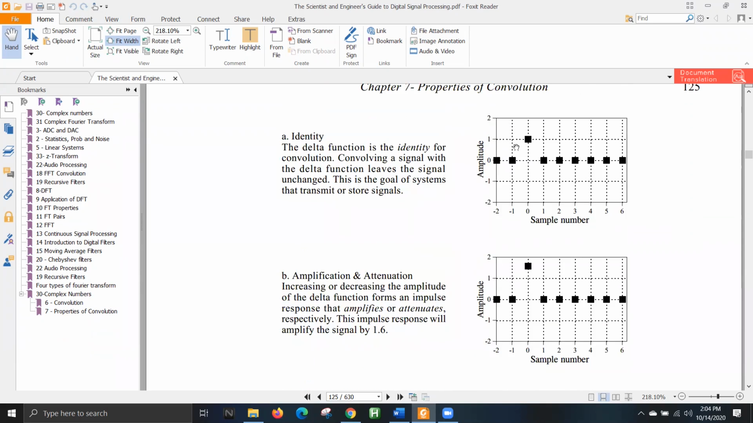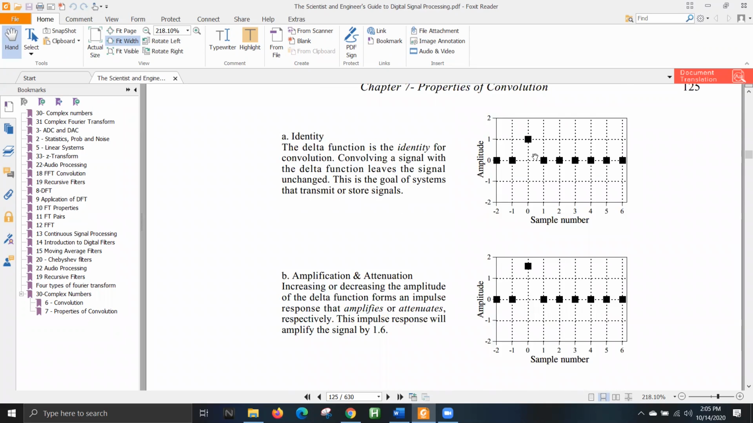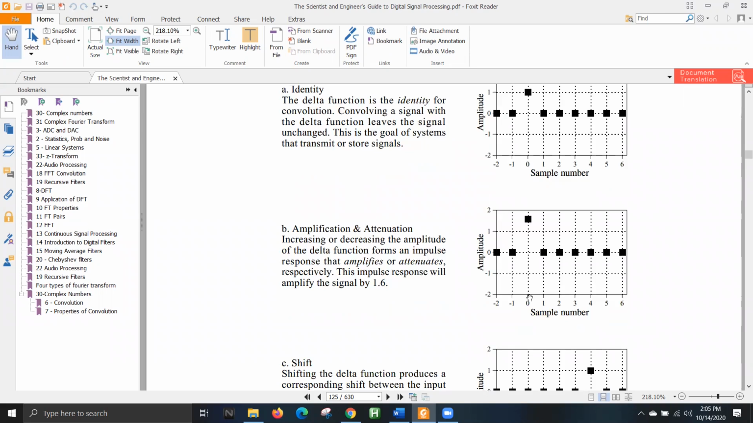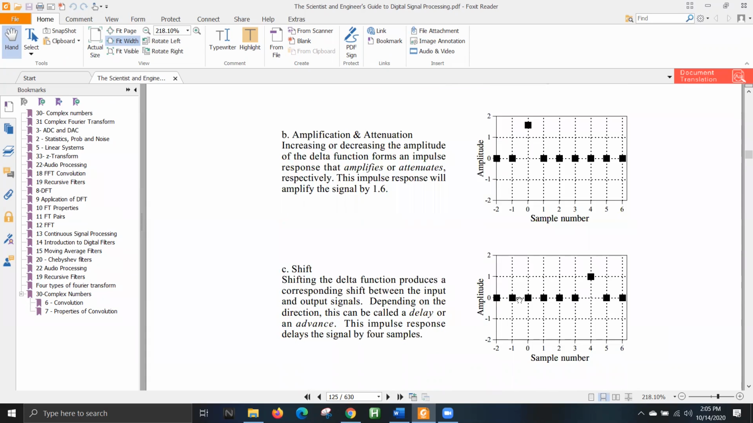Okay, so these are just some graphical representations of identity, amplification and attenuation, shifting, and echo. Identity will simply be the delta function without any change. That means at the 0th sample, you'll have 1. Amplification will have something greater than 1 at the 0th sample. For attenuation, this will be something less than 1, or some negative value. And for shift, instead of at the 0 point, it will be somewhere other than 0.